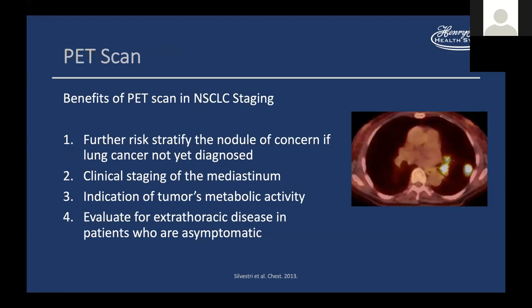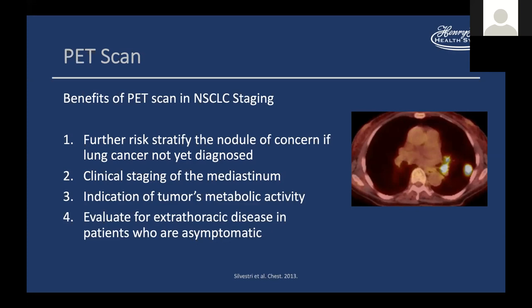What are some benefits in general of using PET scanning when you're staging a non-small cell lung cancer? First off, it can help you further risk stratify nodules. If you have a nodule on a CT scan and you're not clear if this is cancer or not, if it's FDG avid, that can help you further risk stratify whether this needs to be biopsied. It of course gives you the chance to clinically stage the mediastinum as well.